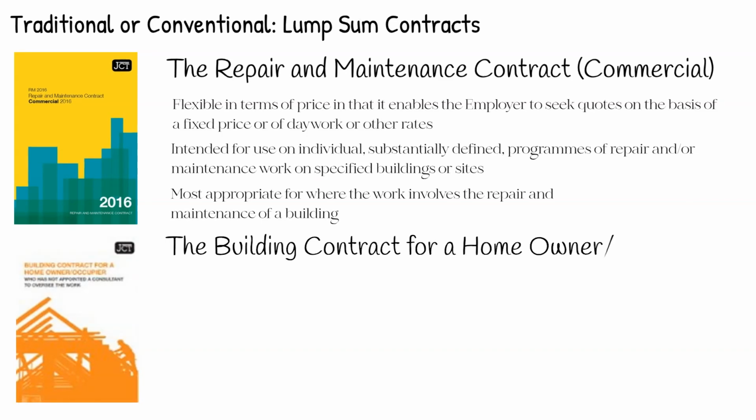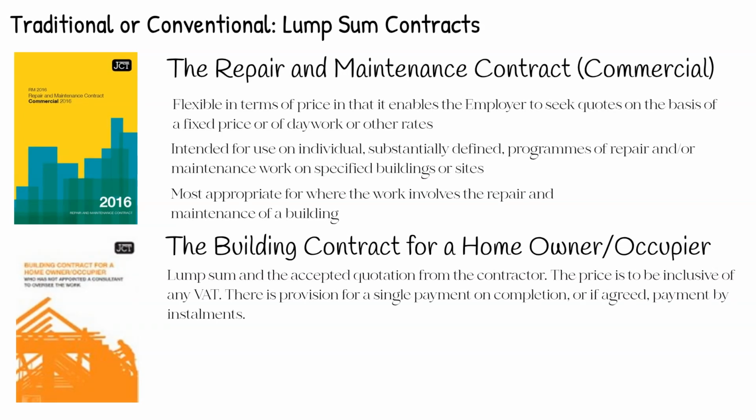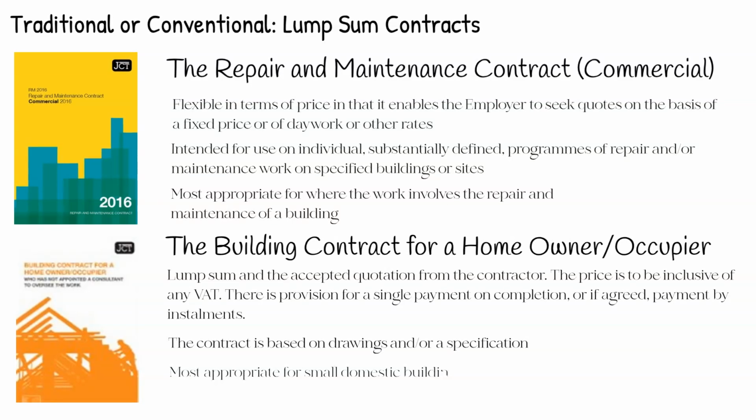Building contract for a homeowner or occupier. Price is based on lump sum and the accepted quotation from the contractor. The price is to be inclusive of any VAT. There is provision for a single payment on completion, or, if agreed, payment by instalments. The contract is based on drawings and/or a specification. This contract is most appropriate for small domestic building work, such as extensions and alterations.